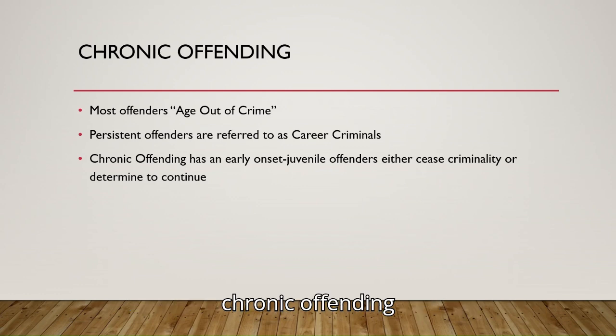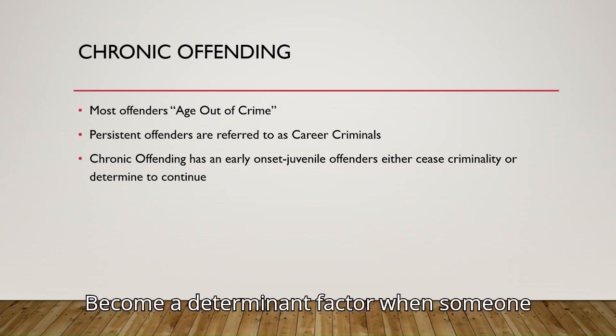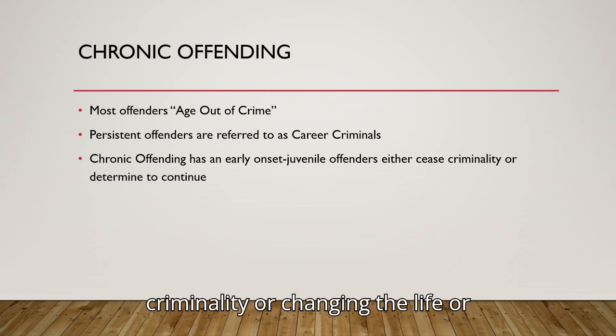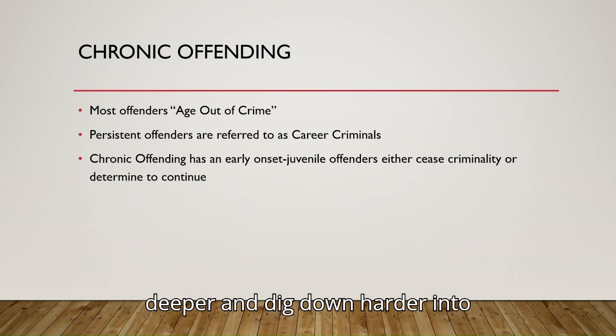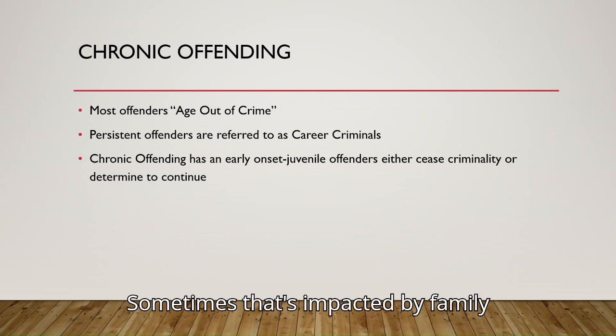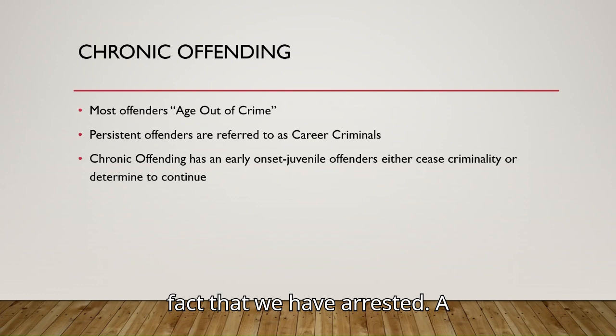Studies have shown us, though, that chronic offending is a decision point made usually within adolescence, meaning we can see chronic offending become a determinant factor when someone is still a juvenile. Instead of ceasing criminality or changing a life or moving in a new direction, they dig down deeper and dig down harder into their decision to conduct criminal activity, and that continues throughout their life. Sometimes that's impacted by family trends. Some of us that have done this for a long, long time can talk about the fact that we have arrested a grandfather, a father, and a son. It's just a part of the environmental process that those people have been exposed to.